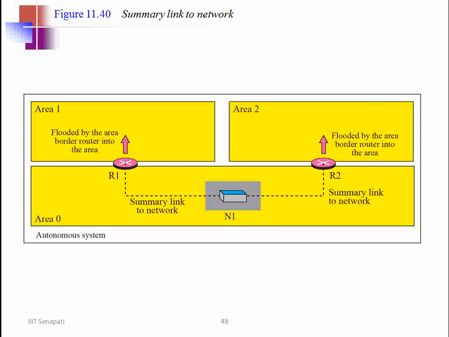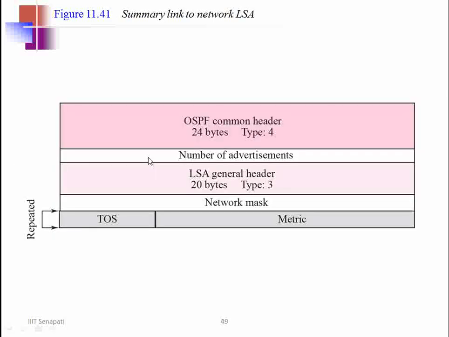If you want to see the summary link to network LSA packet format, it is the same thing. You already know the OSPF common header format, the LSA general header you already know, and this part has just these three things. Network mask, you already know, it defines the network mask. TOS is type of service and metric is metric, right? This field is the metric for the type of service defined in the type of service field. For this type of service, this particular metric.